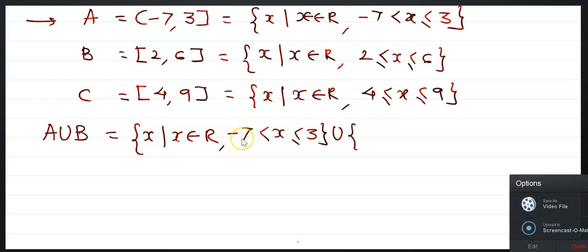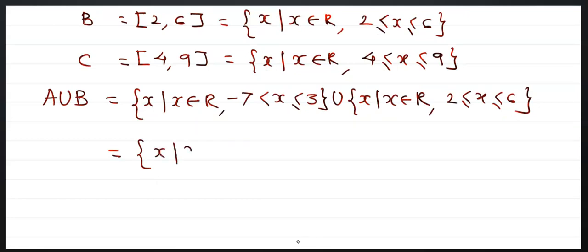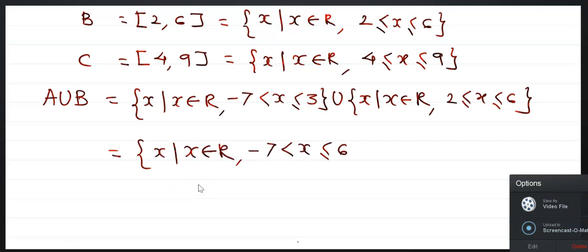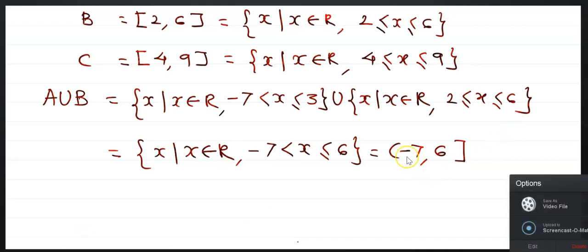Now what is the least amount? The least amount is -7. And what is the greatest amount? The greatest amount is 6. Therefore, you will get the answer: {x : x ∈ ℝ and -7 < x ≤ 6}. Which is written as (-7, 6], where -7 is open and 6 is closed.